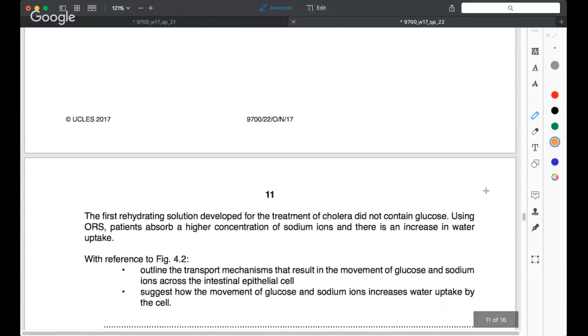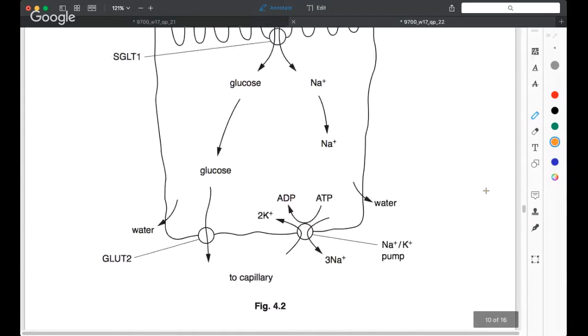The only thing you need to add to your response there is the transport mechanisms beyond just coming in from the lumen and into the cell. So they want you to talk about how it goes from the cell to the capillary as well. So in the first part of the question, when you told me how sodium and glucose enter the cell, you also have to talk about how sodium and glucose then exit the cell to go into the capillary. Does that make sense? So use that diagram and just add that part to your explanation.